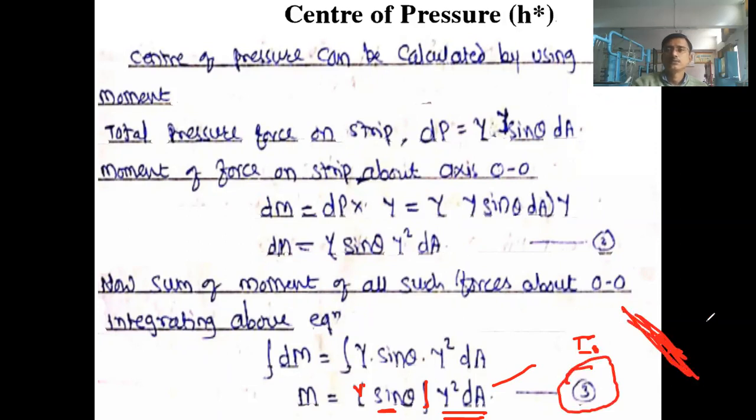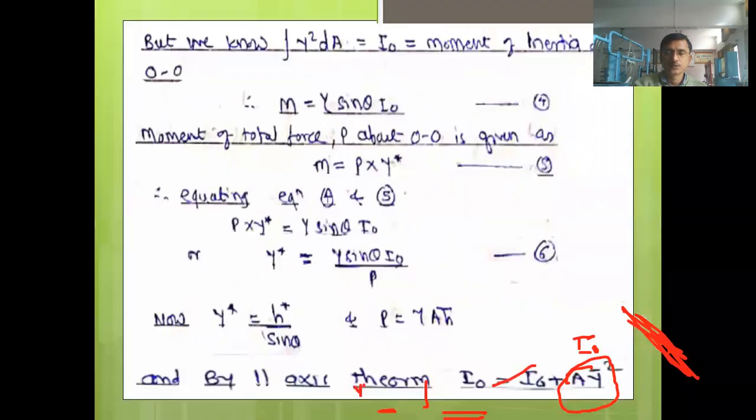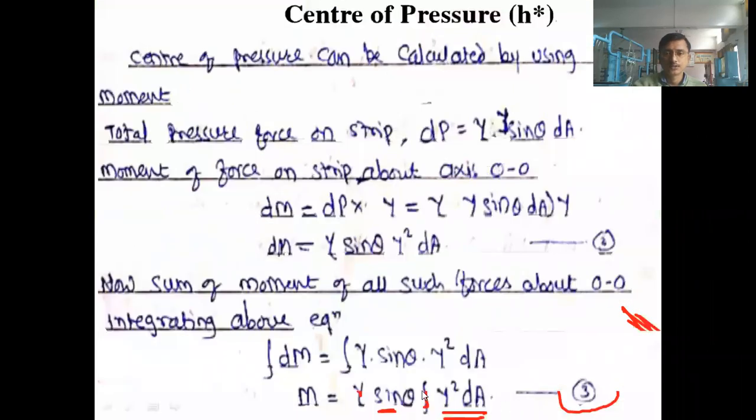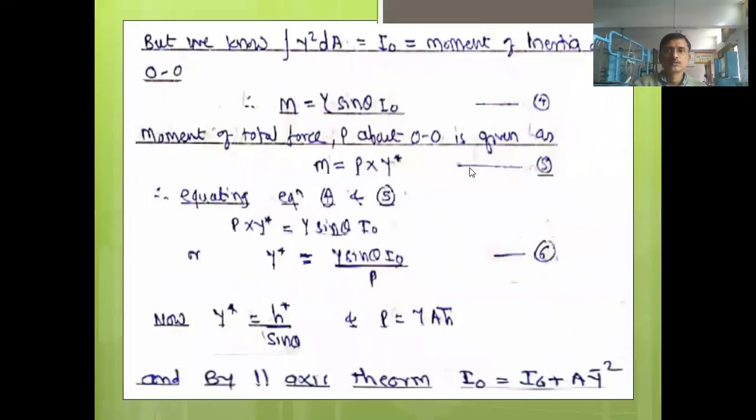So we are interested in finding what is Iz. Instead of I0, we are interested in Iz, and we have to use the parallel axis theorem for that. See here, I0 is nothing but the moment of inertia, so I will put it in this equation, the previous equation, instead of the integration of y square dA, I use the notation I0. So that you can see this equation number 4.